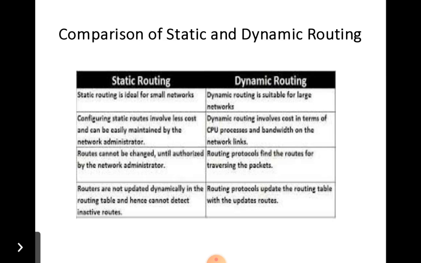In static routing, routes cannot be changed until authorized by the network administrator, while dynamic routing protocols find the route for traversing the packets. In static routing, routers are not updated dynamically in the routing table and hence cannot detect inactive routes. Therefore, static routing is called non-adaptive routing. While dynamic routing protocols update the routing table with the updated routes. Therefore, dynamic routing is called adaptive routing.